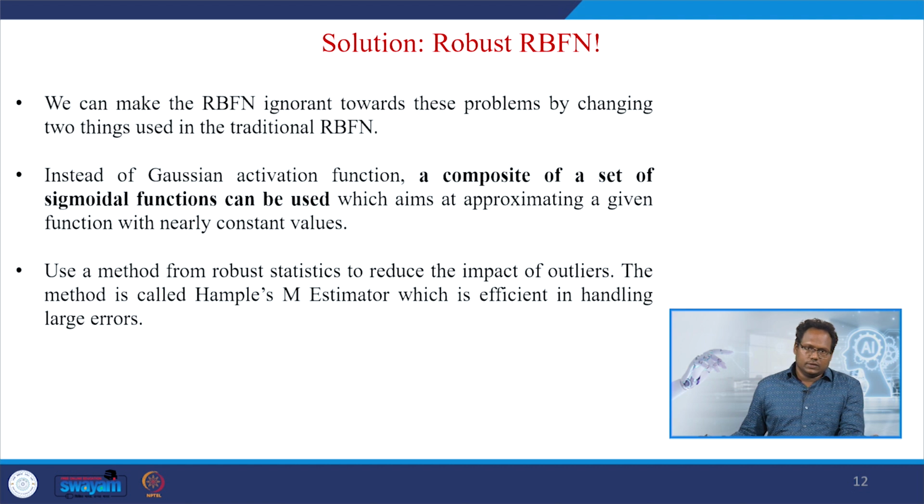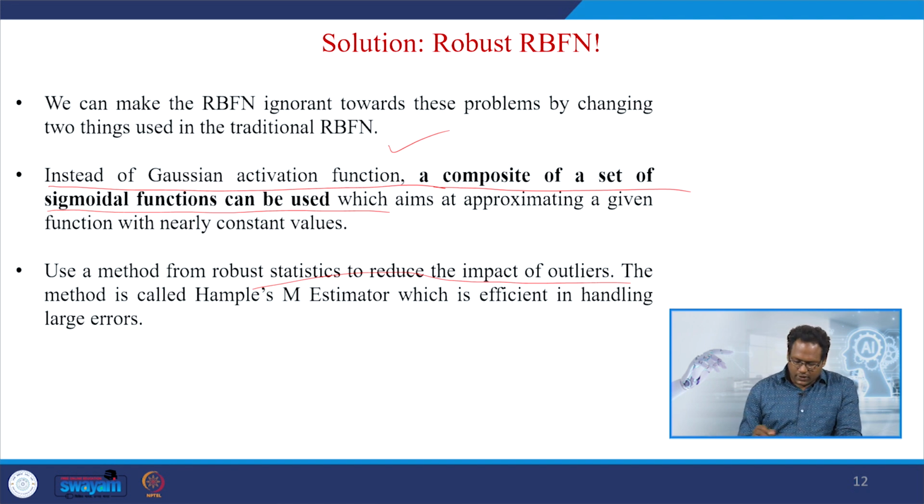So, the solution here, when we want to use the RBFN for functions that are constant in some regions and also have outliers, is to go for a robust RBFN to tackle these two bottlenecks. We can make the RBFN robust by using, instead of a Gaussian activation function, a composite of a set of sigmoidal functions, which aims at approximating a given function with nearly constant values. Use a method from robust statistics to reduce the impact of outliers.